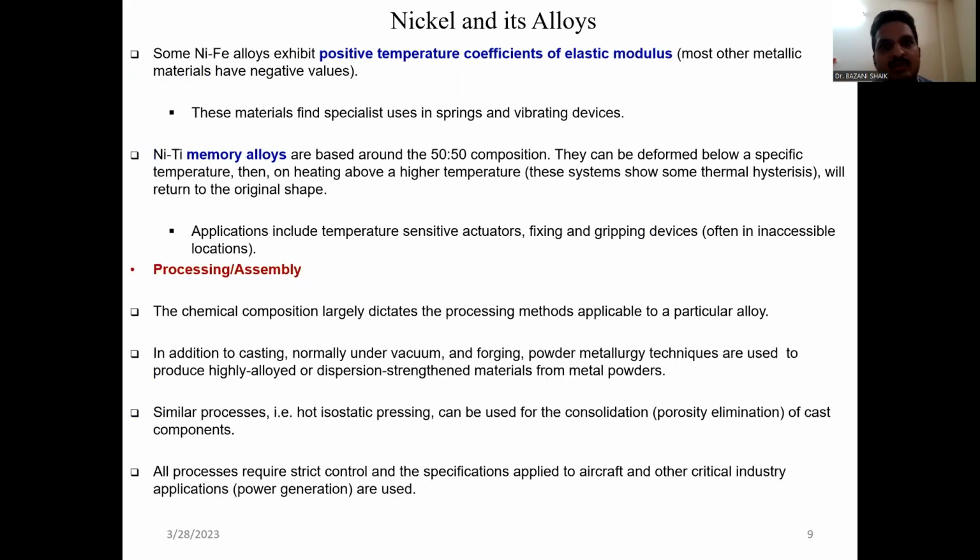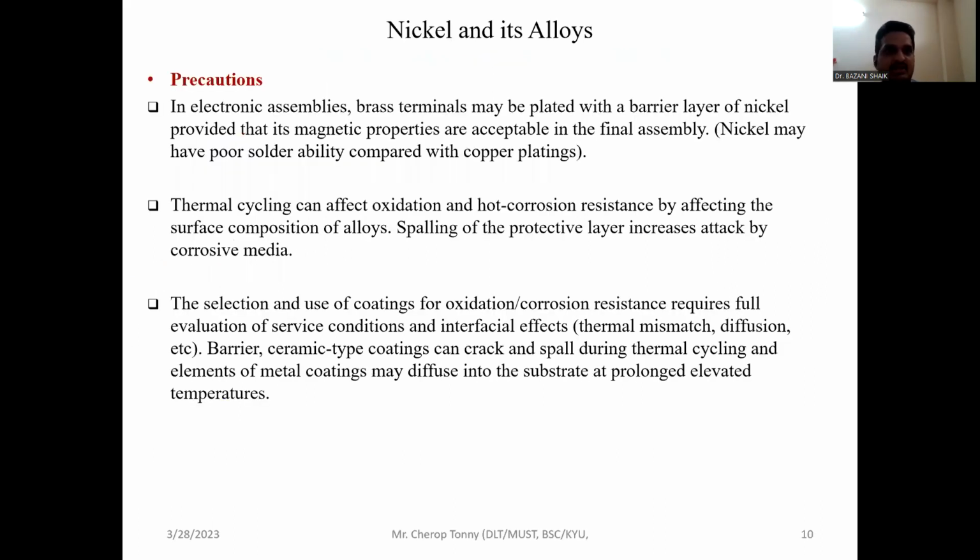And coming to positive temperature coefficients of elastic modulus, these materials find specialist uses in vibrating devices. The nickel titanium shape memory alloys have about 50% composition, with respect to high heating and high temperature. These are the processing and assembly methods and techniques applied for aircraft and other critical industrial applications, and how power is generated with these nickel alloys.